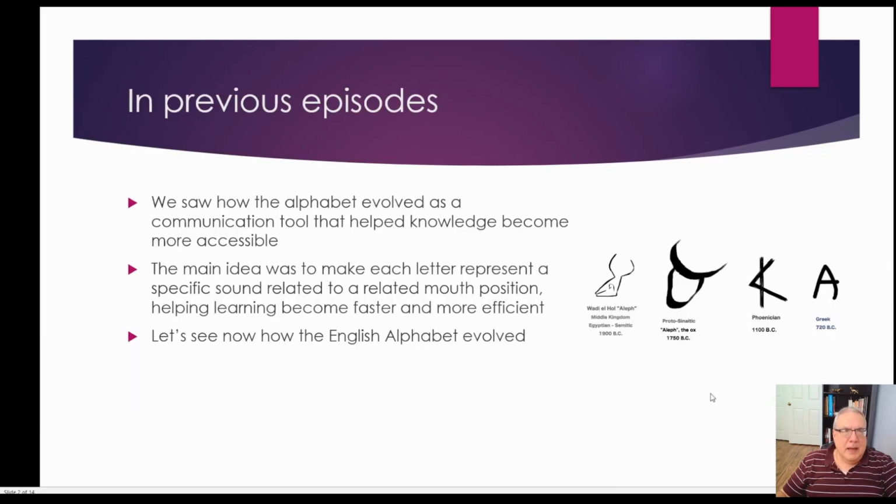In previous episodes, we saw how the alphabet evolved as a communication tool that helped knowledge become more accessible. The main idea was to make each letter represent a specific sound related to a specific mouth position, helping learning become faster and more efficient. Let's see now how the current English alphabet evolved.